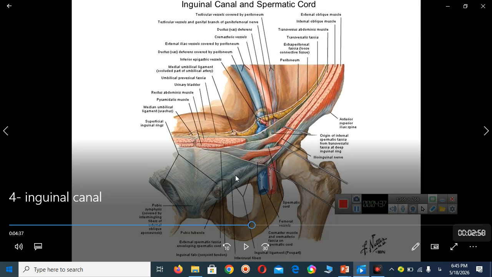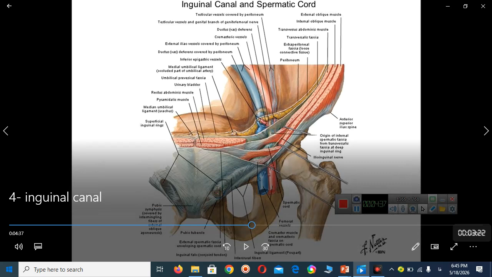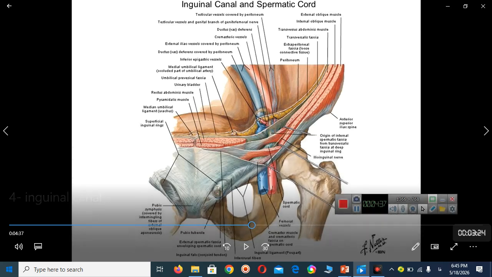Here you can see better. In the inguinal canal we have a spermatic cord. This is a spermatic cord. And second is the ilioinguinal nerve. But in the female, in the inguinal canal, we have the round ligament of the uterus and the ilioinguinal nerve. Third is the genital branch of the genitofemoral nerve.